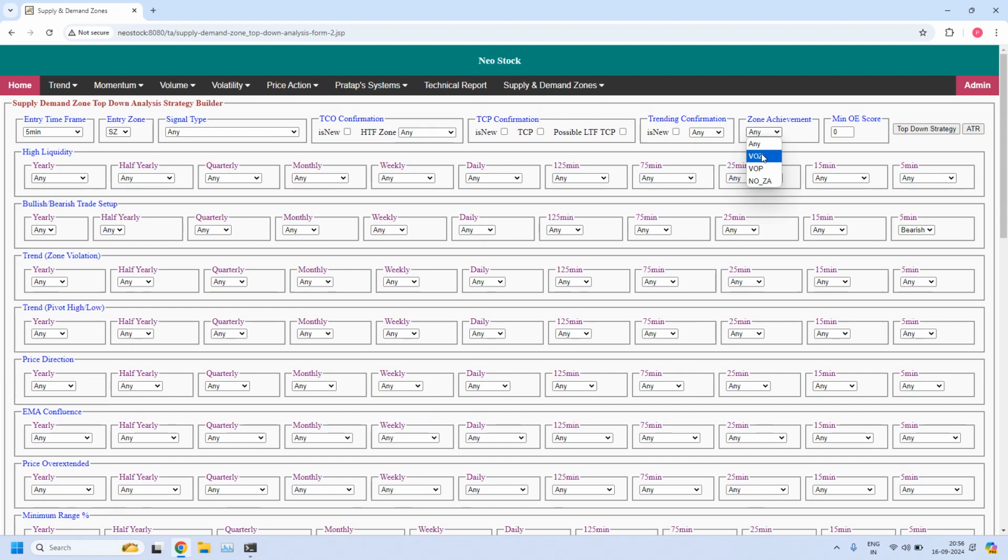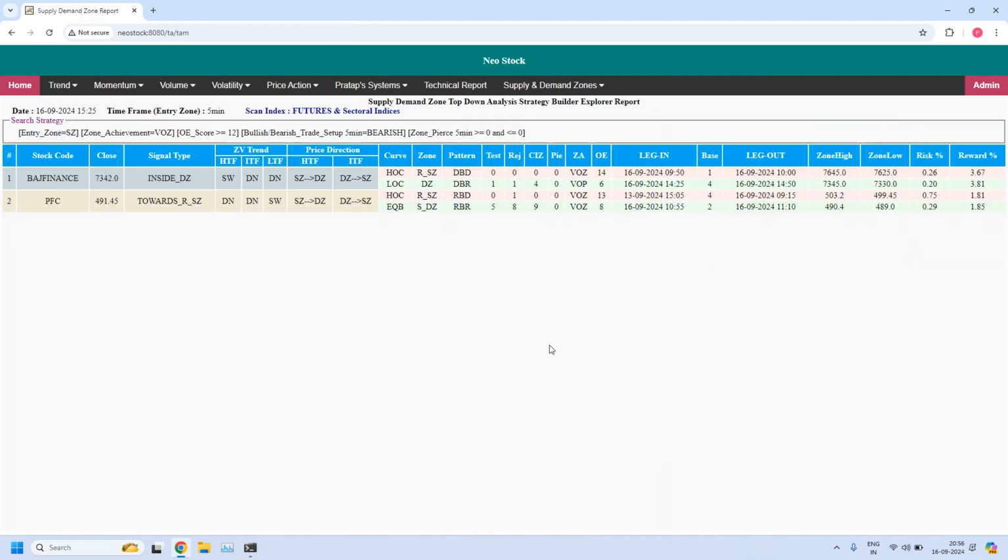and zone achievement is violated opposing zone, minimum odd enhancer score is 12. All 3 filters are applied to the 5-minute supply zone. Now let's verify. Only 2 stocks are filtered. Currently these 2 stocks are supporting bearish trade setup for hourly income trade.